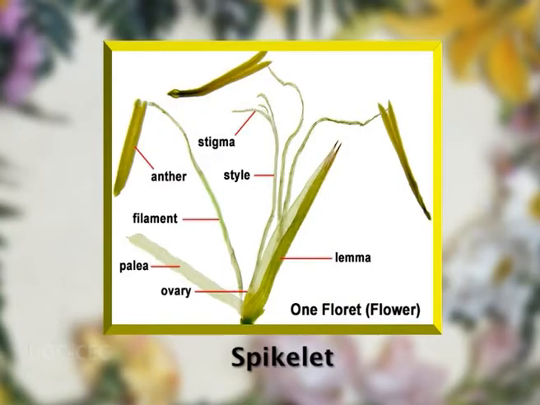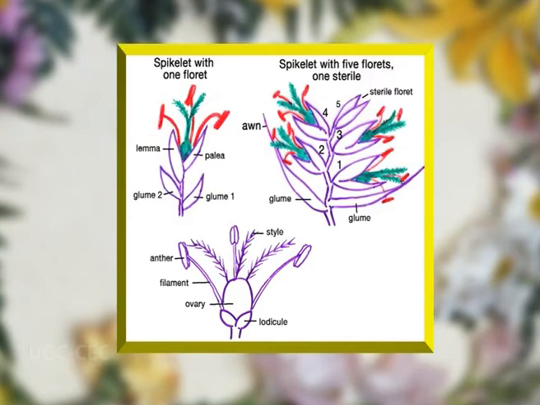Opposite to each lemma, each spikelet bears a small glume called palea. The perianth is reduced and represented by two lodicules. Thus, each flower of the spikelet remains enclosed by a lemma and palea. The spikelets may be arranged in a spike, raceme or panicle and form the characteristic inflorescence of grasses and sedges.